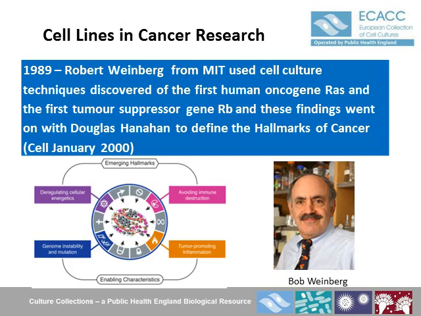In 1989, Robert Weinberg from MIT used cell culture techniques to discover the first human oncogene, RAS, and the first tumour suppressor gene, retinoblastoma protein. And with these findings, he went on with Douglas Hanahan in 2000 to define the hallmarks of cancer in their landmark publication in the journal Cell.